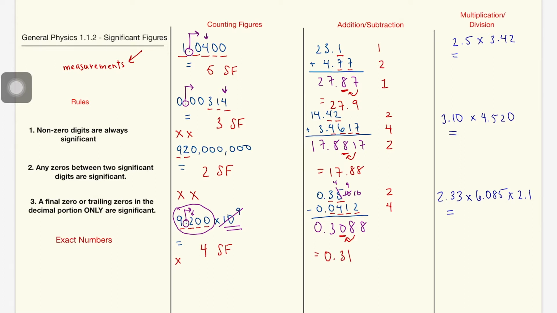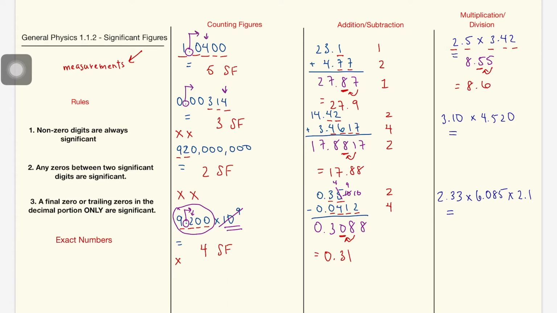Finally, we look at the last column, multiplication and division. Using these operators, we go back to counting significant figures instead of decimal places. As you can see, 2.5 is 2 significant figures, and 3.42 is 3 significant figures. When you multiply them together, you get the number 8.55. However, this has 1 too many significant figures. So rounding up, our answer is 8.6.